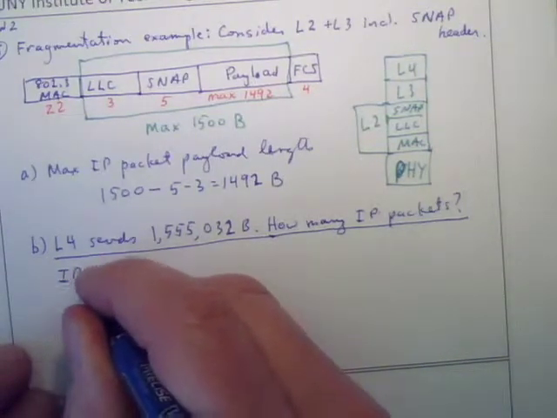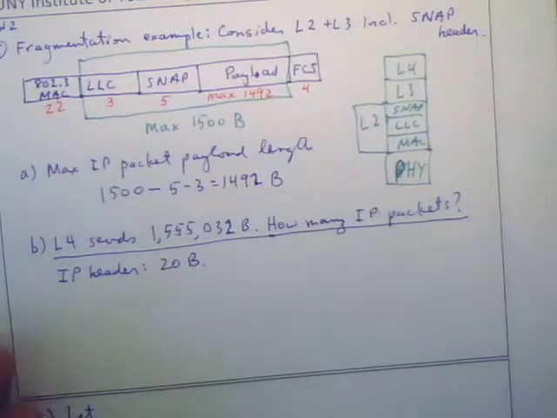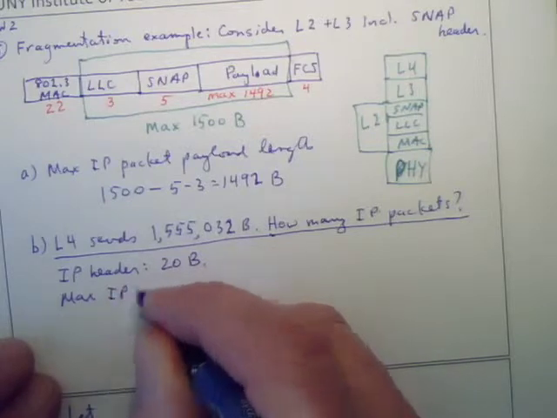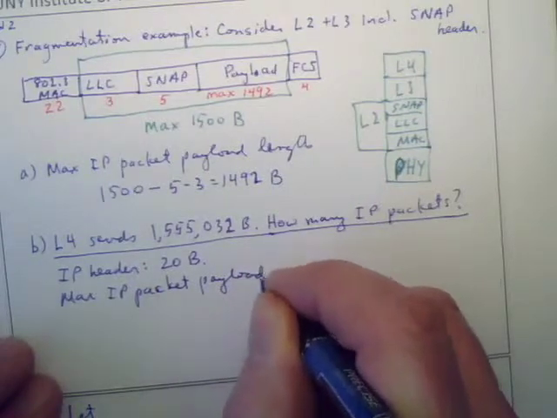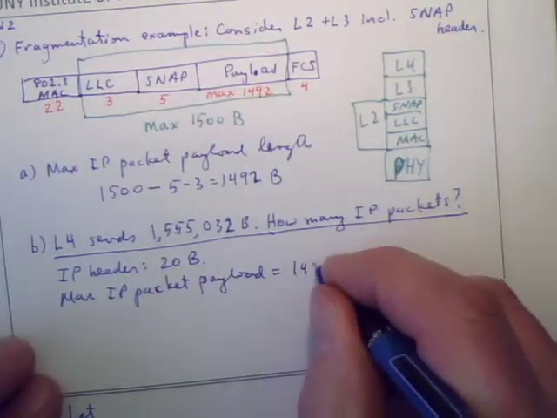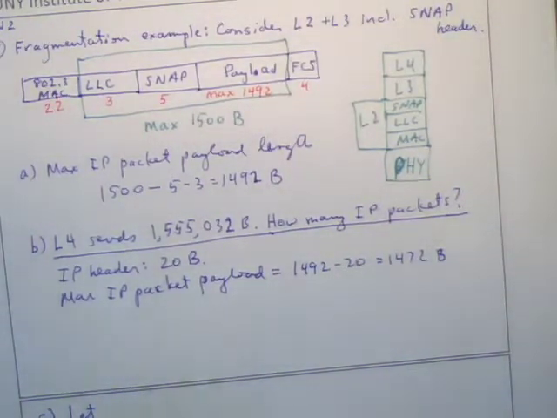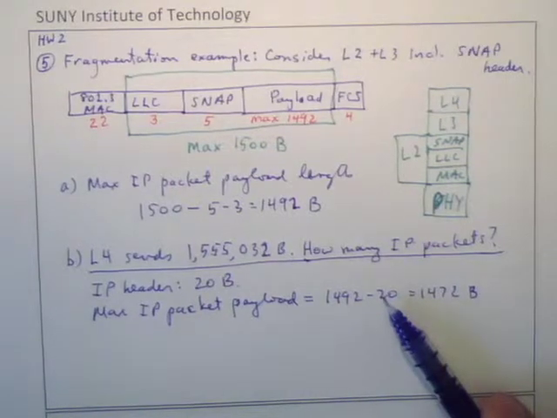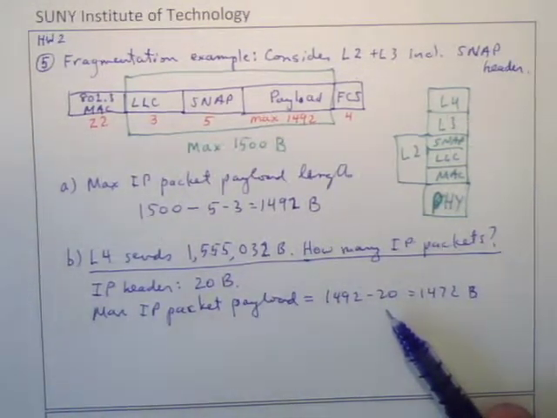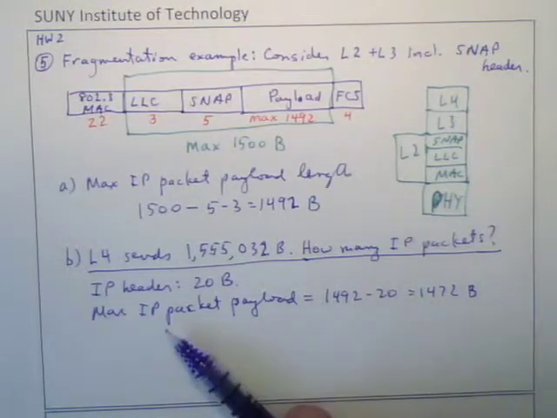The IP header, if you go back to the notes and look anywhere, is 20 bytes long. So the maximum IP packet payload is 1492 minus 20, or 1472 bytes. Okay, and the IP packet payload is what is filled up by the data sent from layer 4. So the transport layer sends that many bytes to layer 3.